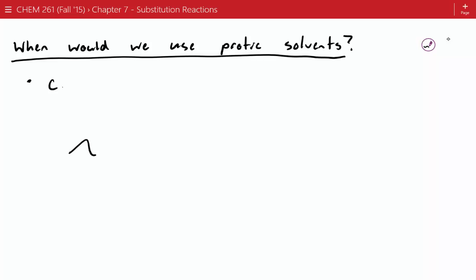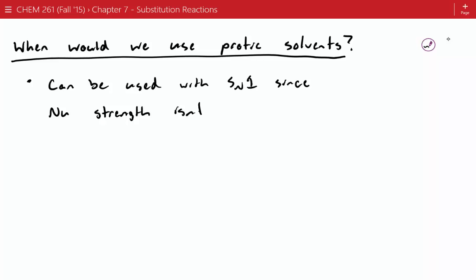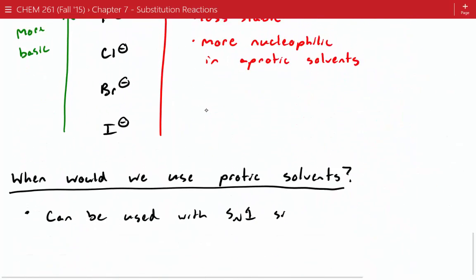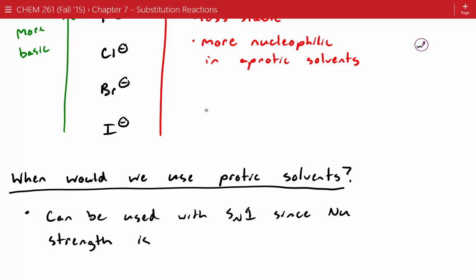So it can be used with SN1 since nucleophile strength isn't as important.